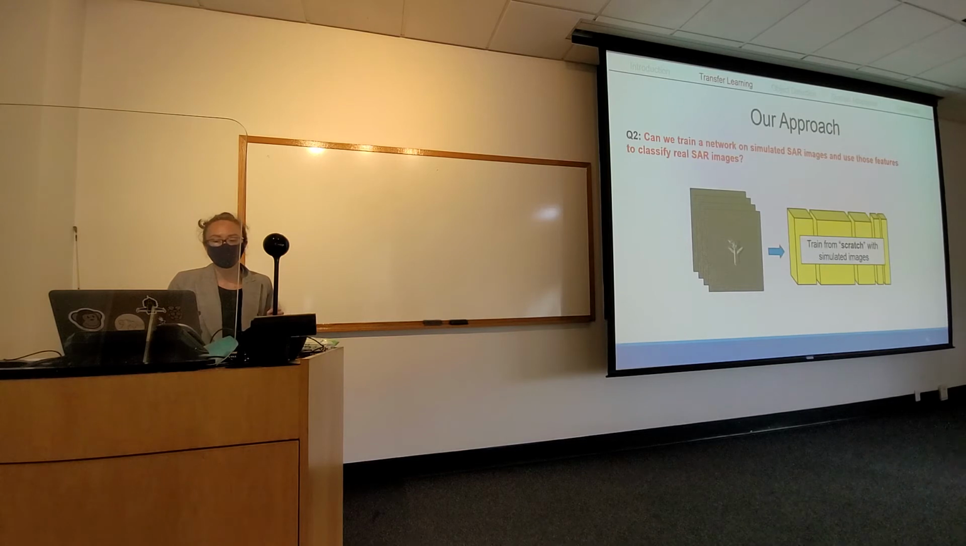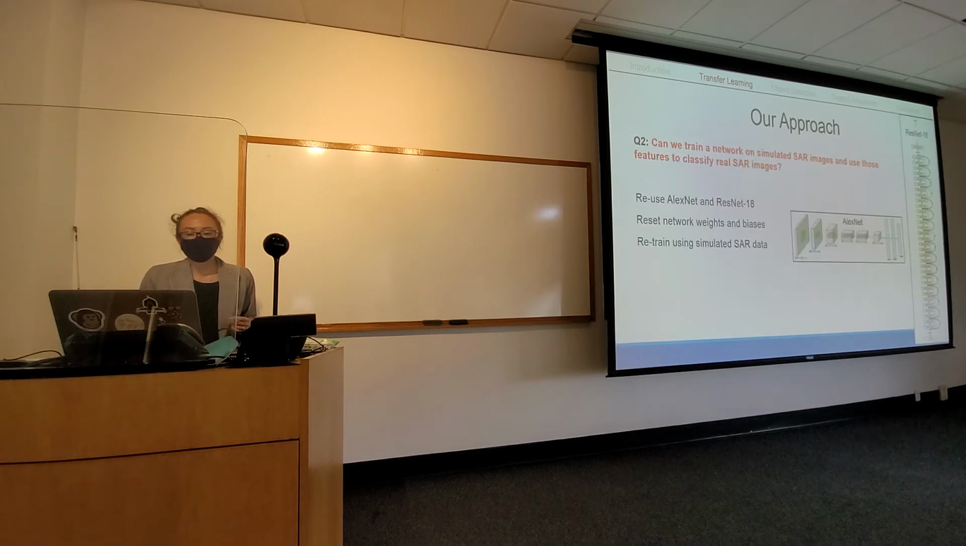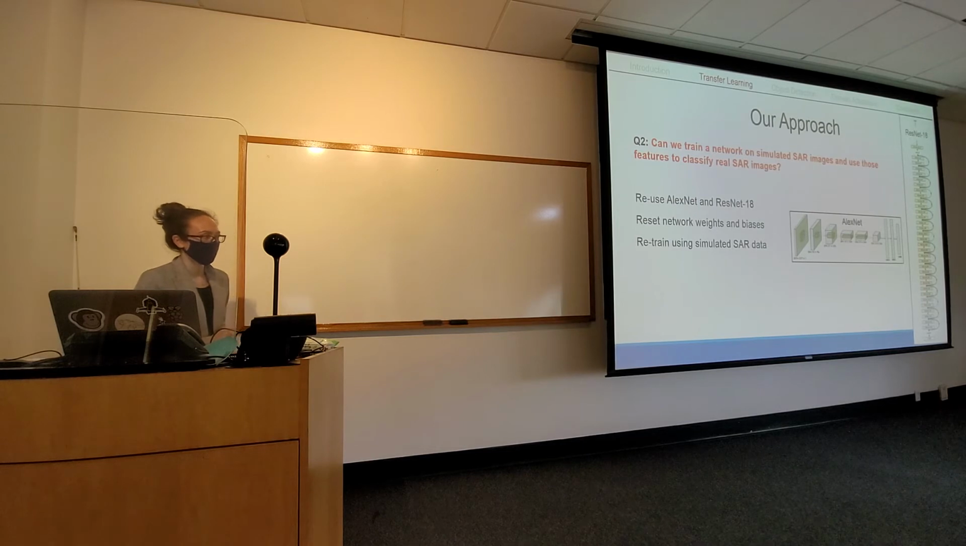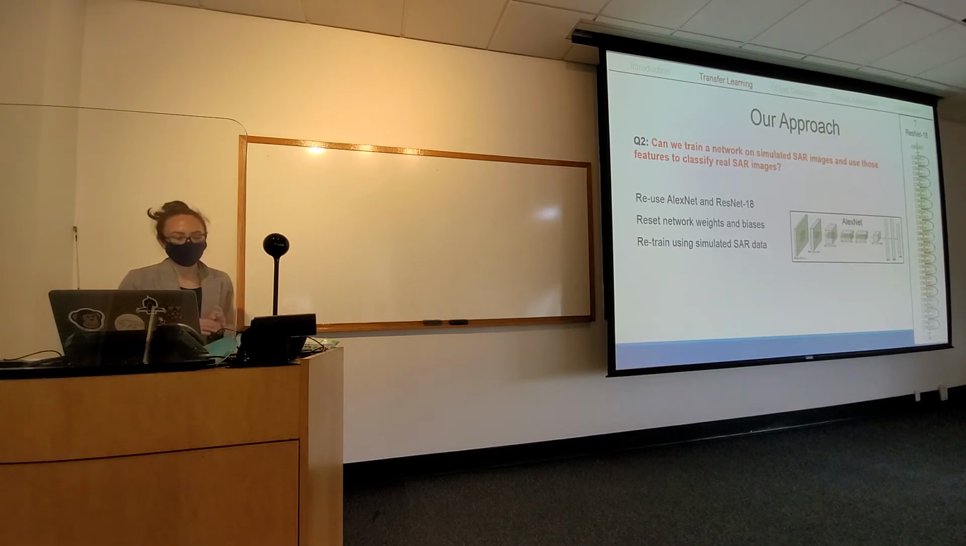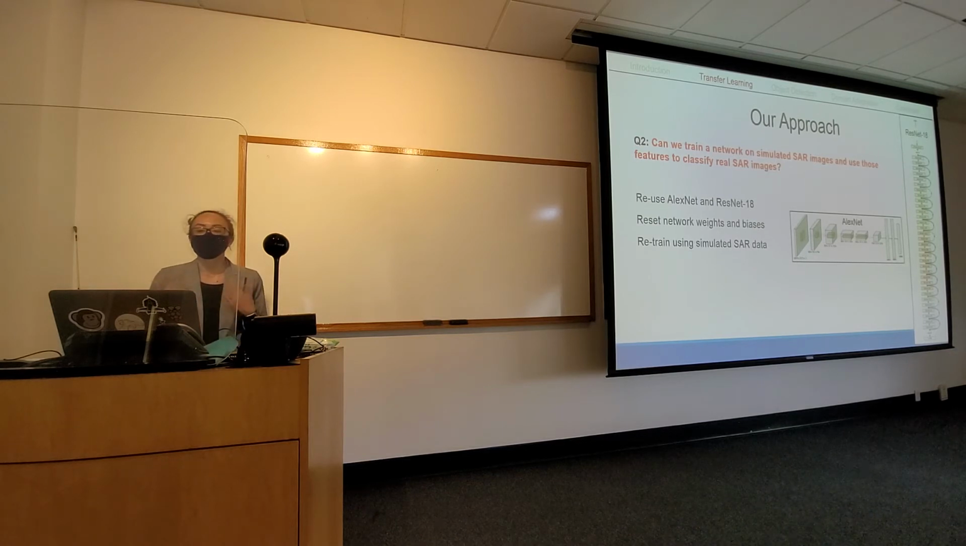But we also want to know, how does it work for simulated images? Will the simulated images help at all? So what we do is we start with the least complex and the most complex models. We reset the network weights and biases. So we erase all of its memory basically from what it learned on ImageNet, and we reinitialize the parameters with random values close to 0. And then we retrain these models using our simulated SAR data.